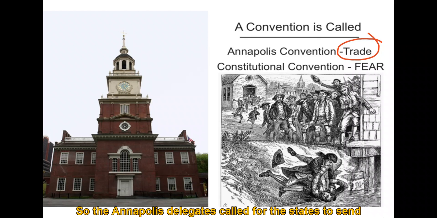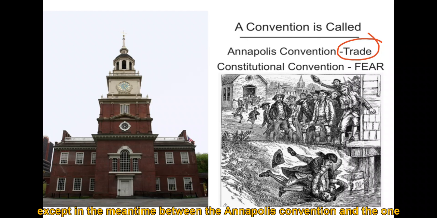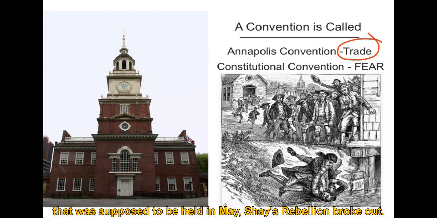So the Annapolis delegates called for the states to send representatives to Philadelphia the following May to discuss changes in trade. And probably that might not have worked out, except in the meantime, between the Annapolis Convention and the one that was supposed to be held in May, Shays' Rebellion broke out.